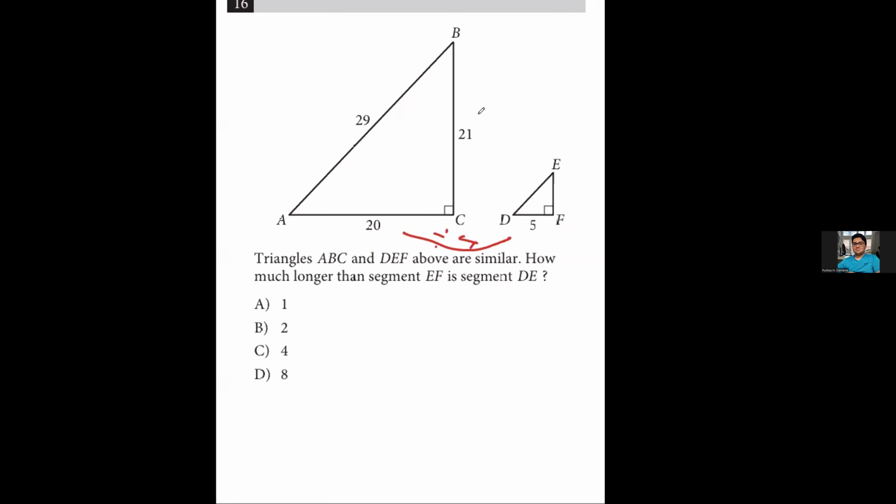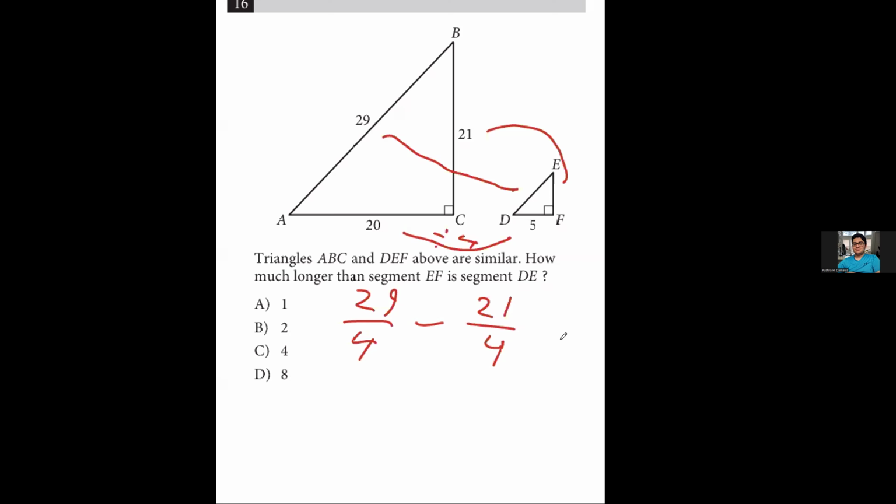So we just have to do the same conversion ratio for this and this. And so we have 21 over 4 for EF, and for AB and DE, we have 29 over 4. And so it asks how much longer is EF than DE? Well, you could just put this into your calculator if you don't want to work with fractions, but this would just be 29 over 4 minus 21 over 4.